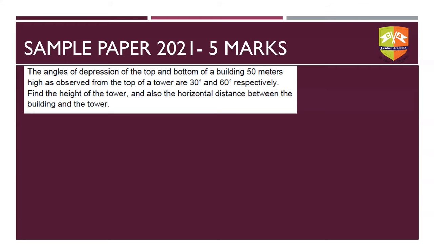Always remember, in a 5-marker there will be no single answer. There will be more demand of the question because obviously they are heavy, 5-markers. So there will be more questions in the same one question. So always remember that there will be 2-3 answers. Keep checking in the five markers. So what all? Height of the tower. This is one. Then also the horizontal distance. That's it. Two answers will be coming out of this question.